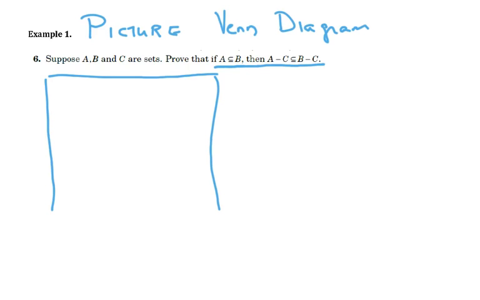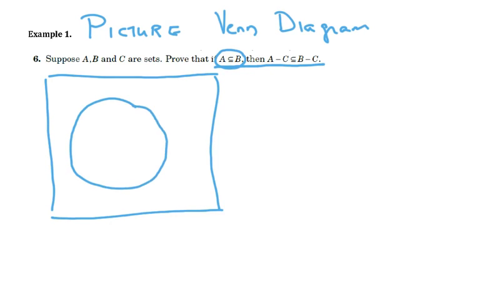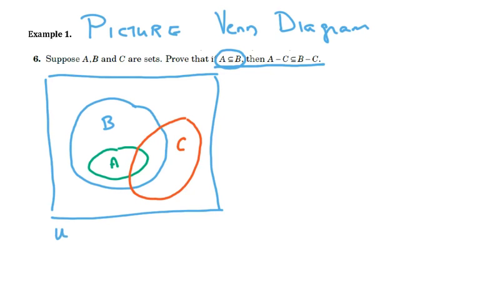We have 3 sets, but it's given that A is a subset of B. So I'm going to draw, call this B, and I'm going to put A inside B. And I want to make this very general, so I'm going to have C overlap both A and B. And then this whole thing is the universal set, right?